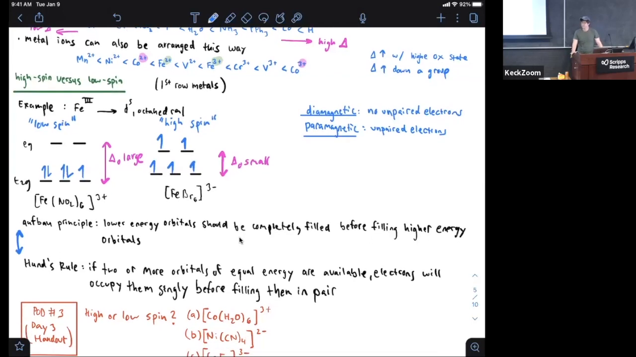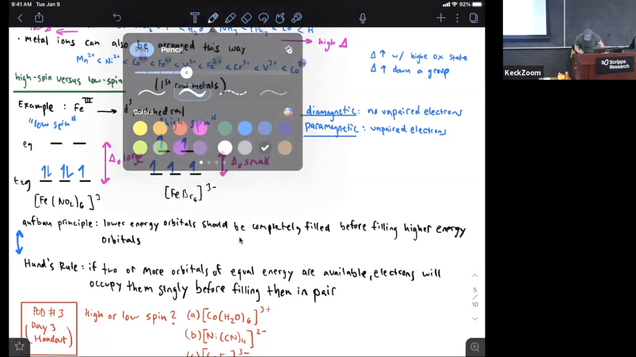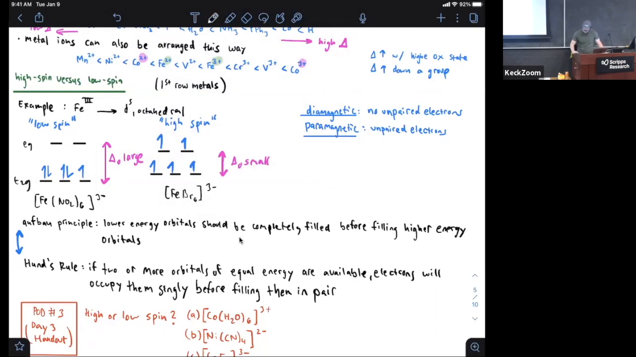A question about the NO2 in the first case. Is that charged? It should be NO2 minus, and so you're right that I have this misdrawn, which has 3 plus. This should be 3 minus. Thank you for catching that.